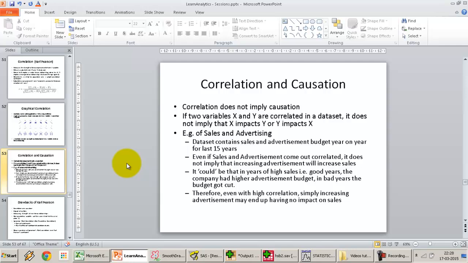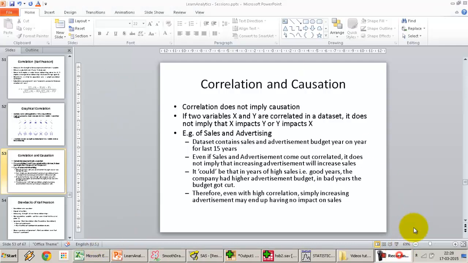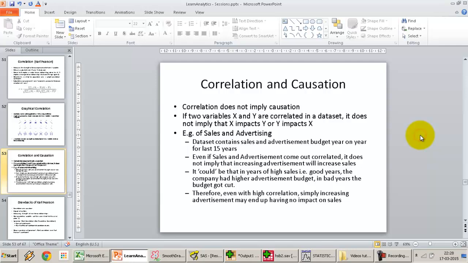One more thing that is a cause of concern is the relationship between correlation and causation. There's a lot of confusion regarding correlation and causation. Just because two variables are correlated to each other does not imply that the two variables have a relationship that follows cause and effect. So correlation does not imply a cause and effect relationship between one another. And I'll give you an example. For example, we have a data set of sales and advertisements, and we contain the sales and advertisement budget year on year for the last 15 years.